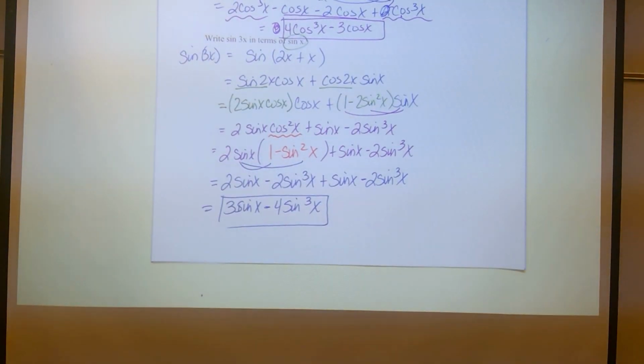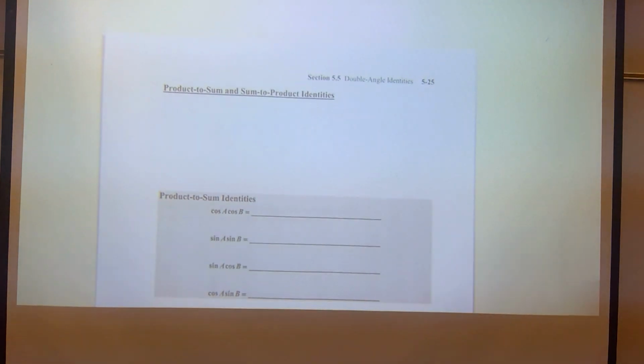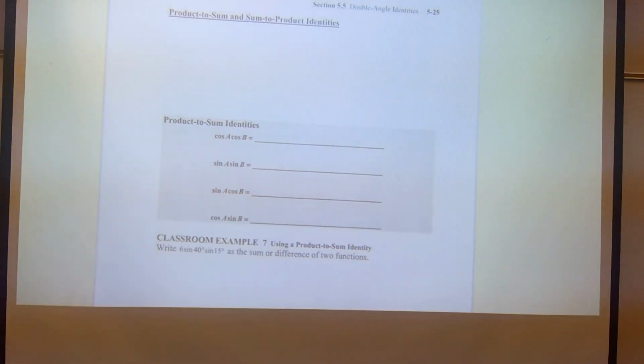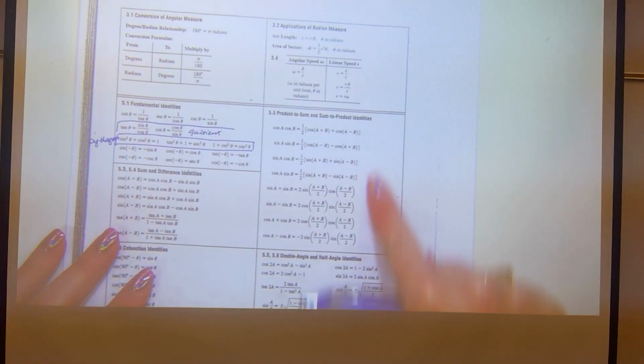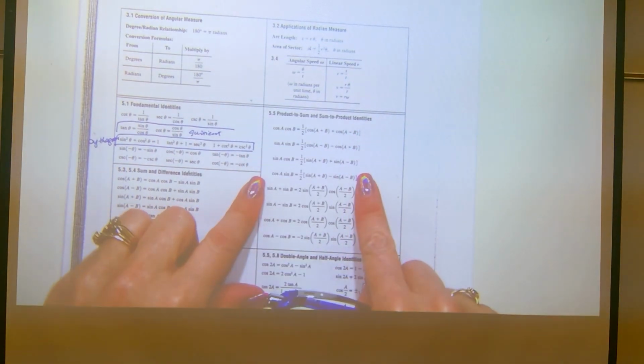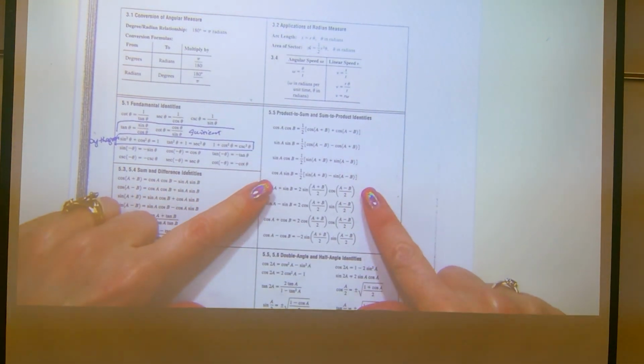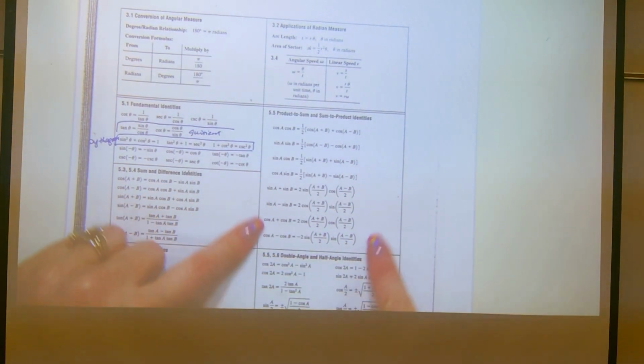All right. Next page, we are going to move to product to sum, sum to product identities. Remember, product is the answer to multiplication, sum is the answer to addition. We are going to derive one of them. We're going to do it by adding two identities together. If you want to look to see where we are, we're right here. We've got product to sum first, these four, and then sum to product, these next four.